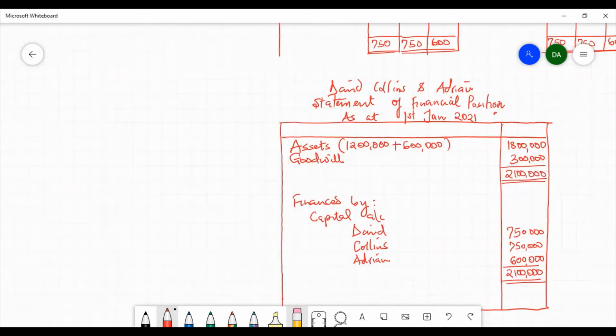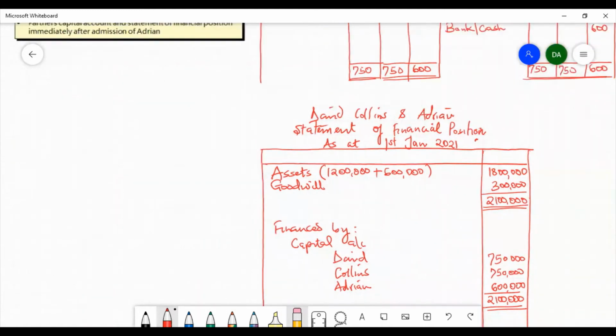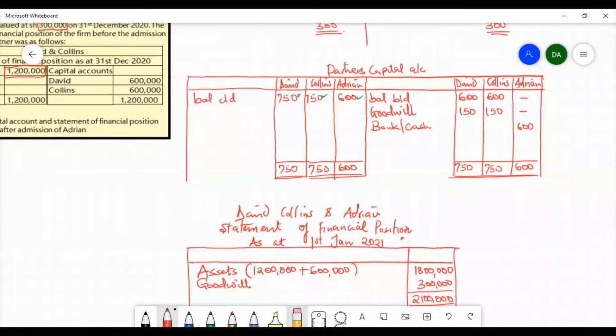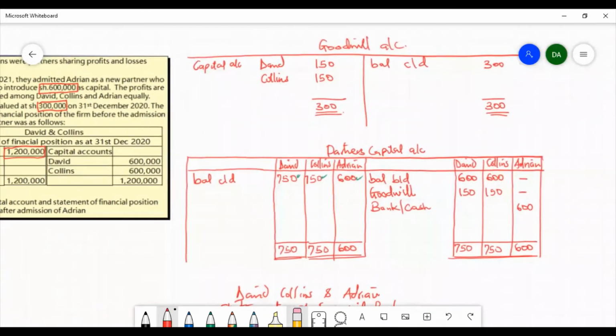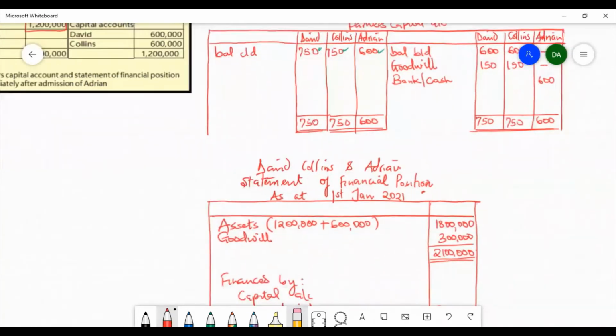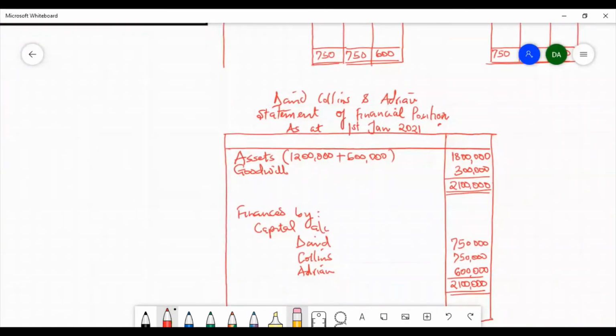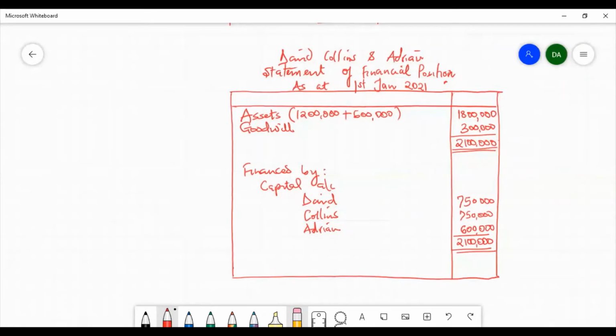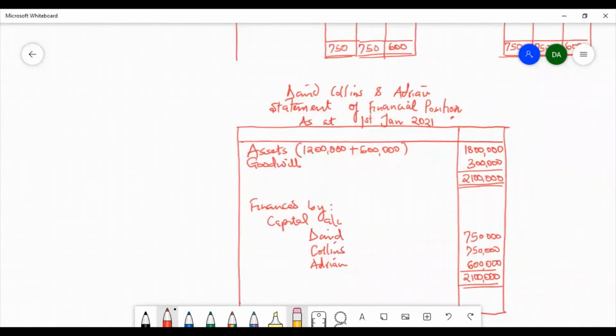Right, so that is how to prepare the statement of financial position. In this case, we started by preparing the goodwill account and the double entry of the goodwill being done in the partners' capital account. Then we prepared the statement of financial position where the assets have been recognized and goodwill has been carried here because the goodwill is maintained in the books. And then we have the capital accounts as the financing. This is a situation where goodwill is maintained in the books.